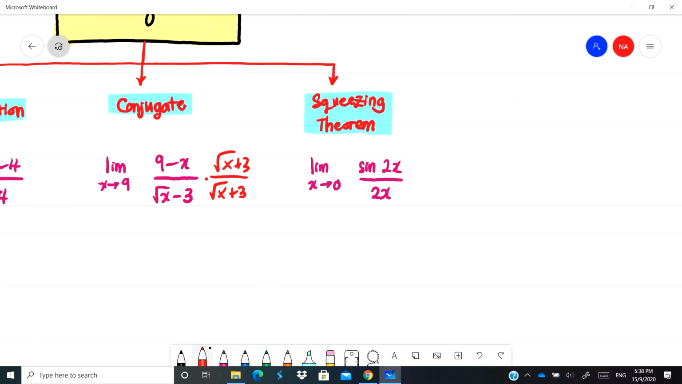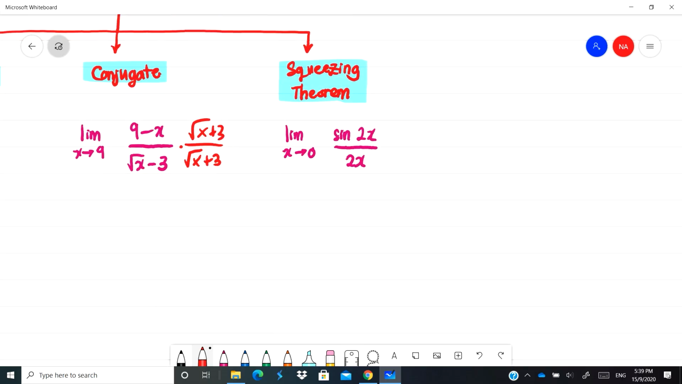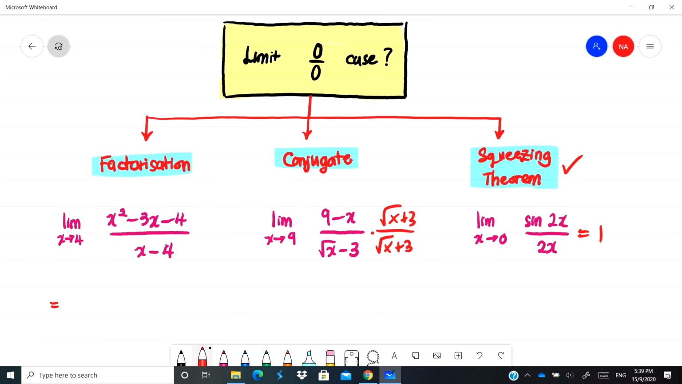And the third one will be the squeezing theorem, where you have the limit as x approaches 0 of sine of 2x over 2x. If you substitute with the value, you get sine 0 over 0, so it will be the 0 over 0 case. You cannot solve this by direct substitution, but you have to use the squeezing theorem, which in this case will give the value 1. But how do we get 1? Later on in the next video, we'll look at each of these subtopics: factorization, conjugate, and squeezing theorem.